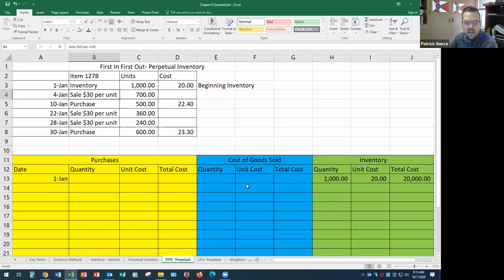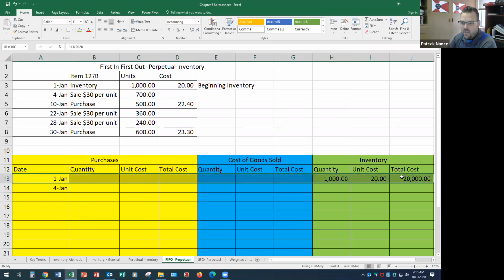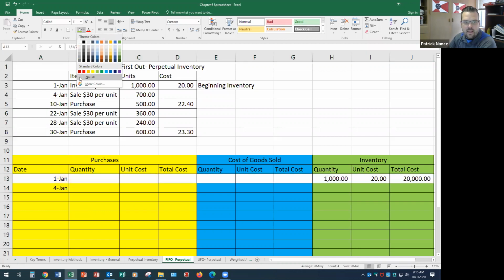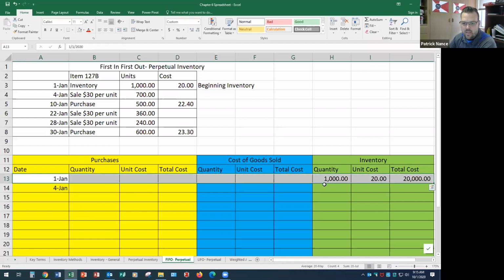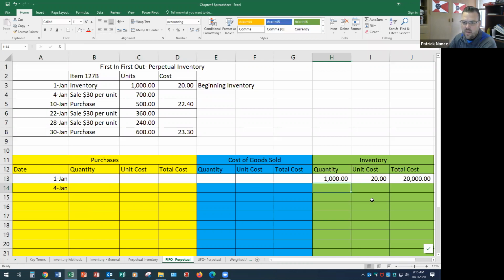So I'm going to go down here, and I'm going to say January 4th. And what I do, I sold some, so I don't have anything under purchases, but I sold some, so cost of goods sold. Now I'm using FIFO. Now, since I only have one set of inventory, it really doesn't matter what method I'm using at this point. In a minute, we'll have multiple layers of inventory, and you'll see that it does make a difference. But for now, it doesn't. I'm also going to, just to differentiate, highlight the different dates because it'll get a little bit complicated, because this over here in inventory is a running total.